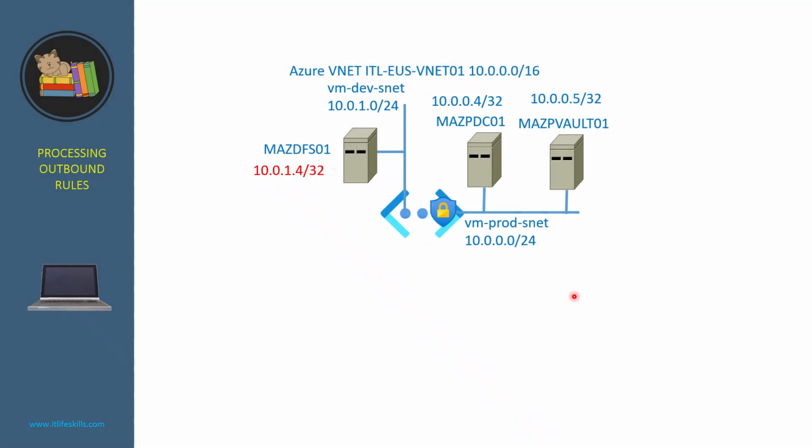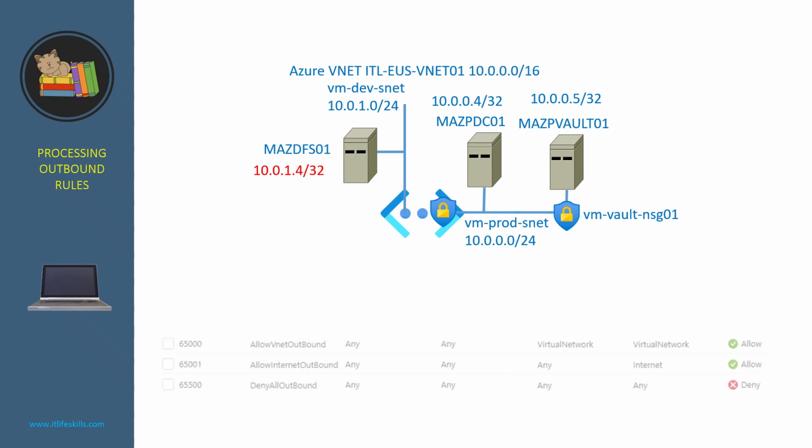Let's use this network to learn how Azure NSG processes outbound security rules. In this network, we will configure a new network security group named VM-Vault-NSG01, and we attach it to the network interface of the VM MAZP Vault-01. And the NSG comes with the default outbound security rules with the priority from 65,000 to 65,500.